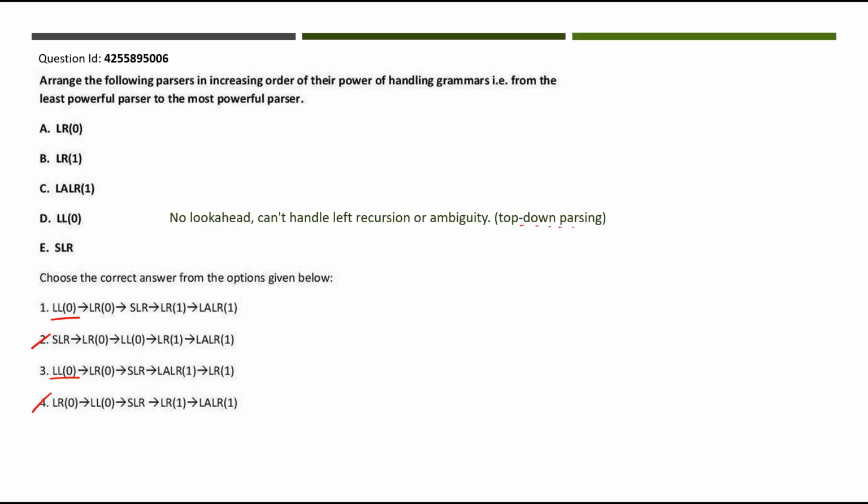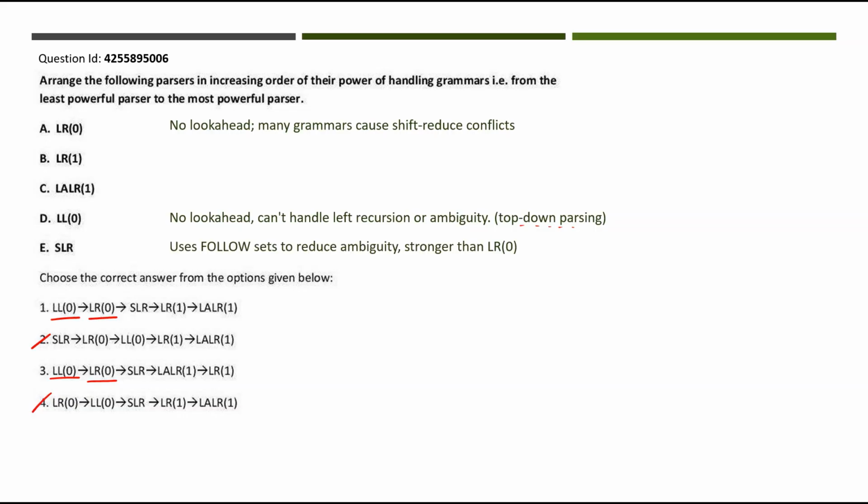After LL(0), we have LR(0). Again, there is no lookahead. Many grammars cause shift-reduce conflicts. So compared to LL, LR is better, but again LR has some problems. So the next in order will be LR(0). This is there in both the options. After LR(0), we have SLR. This uses follow sets to reduce ambiguity and it is stronger than LR(0). So the next in order will be SLR, and it is available in both the options.